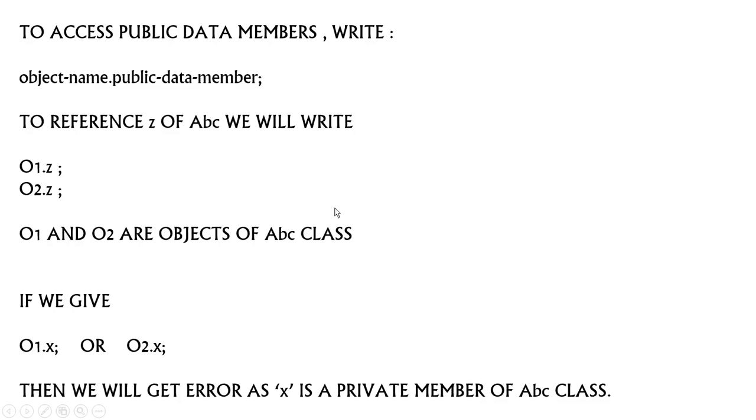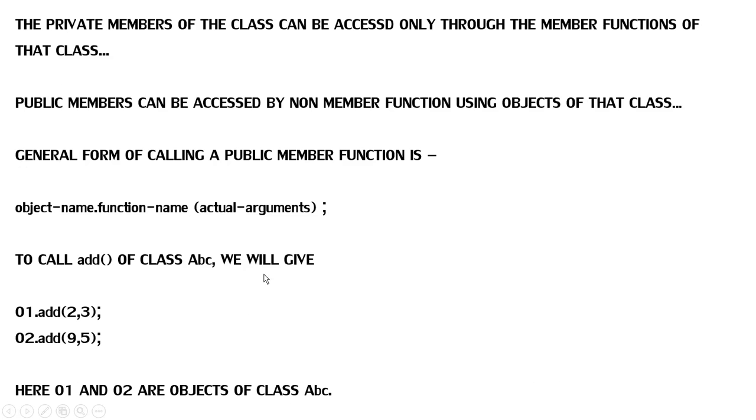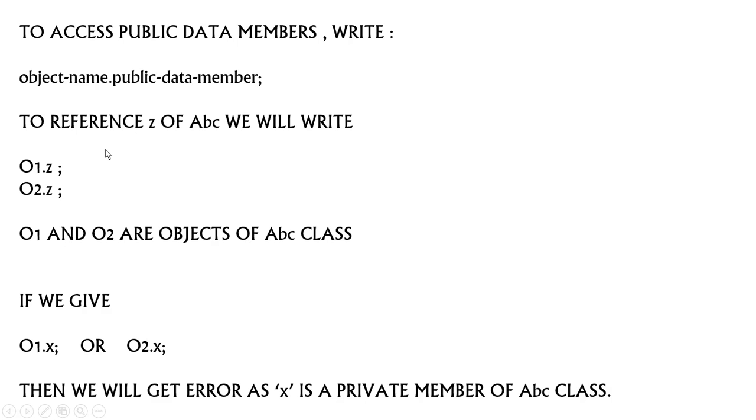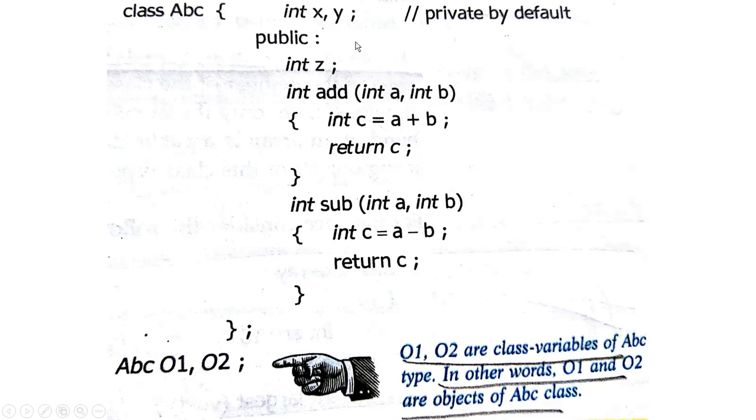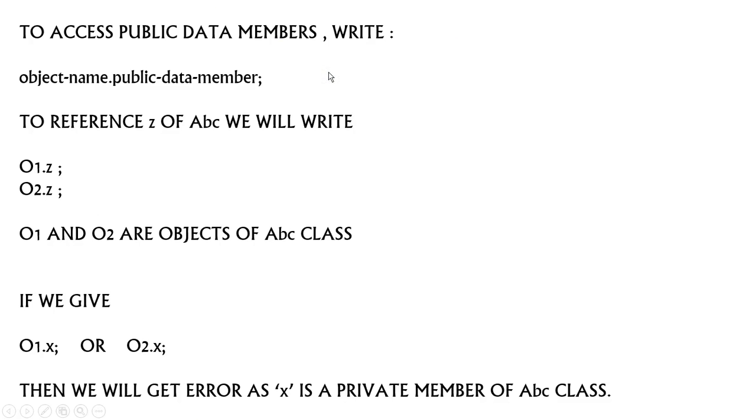Now to access public data members, we'll write the object name first, then give a dot, then we'll write the public data member which you want to access. Now these were the public member functions, these were the public data members. Here we have a public data member z. So to access z, we'll just write the name of the object first, O1, and dot, and then you'll write the name of the variable or public data member.